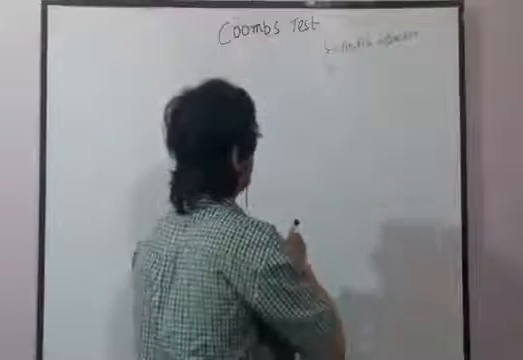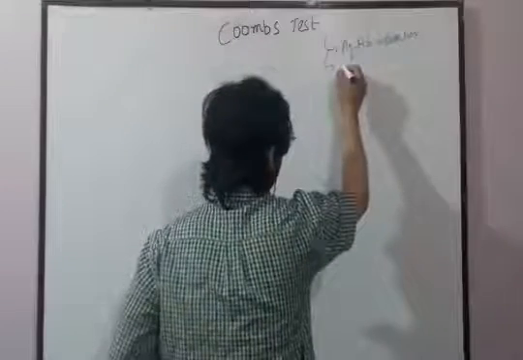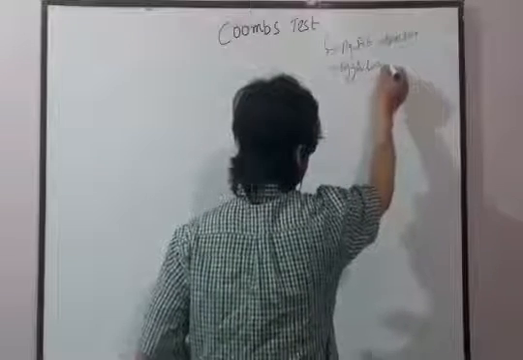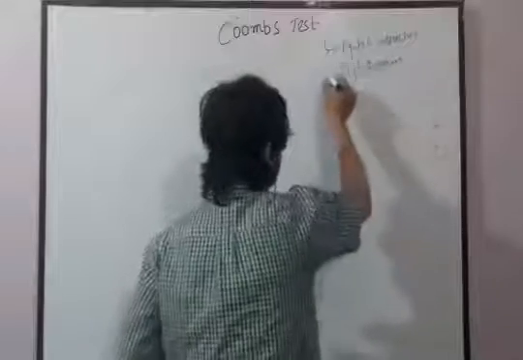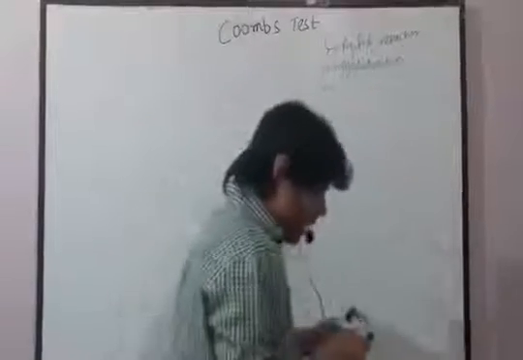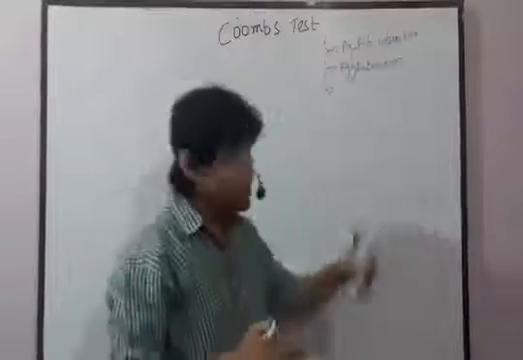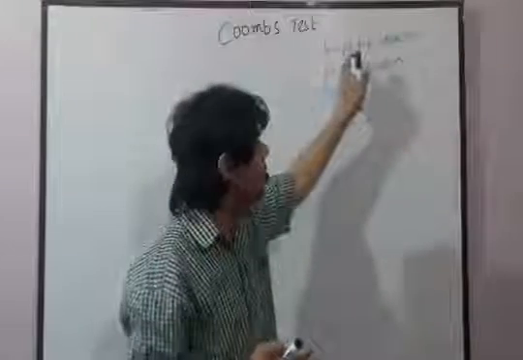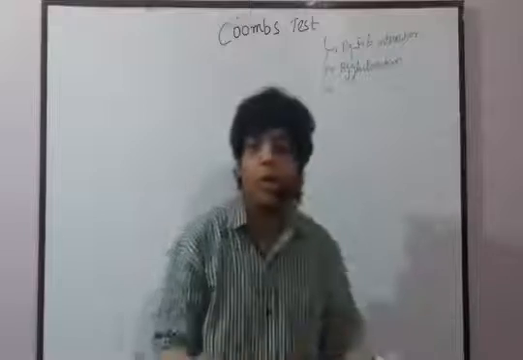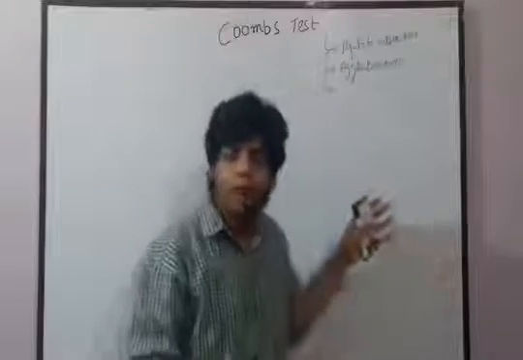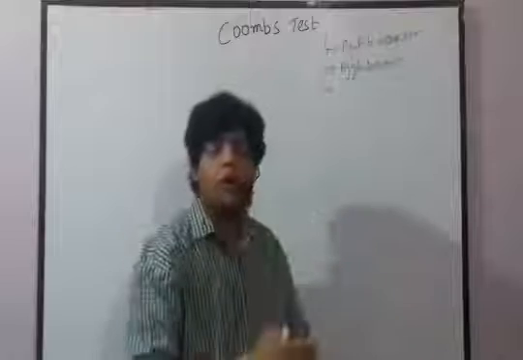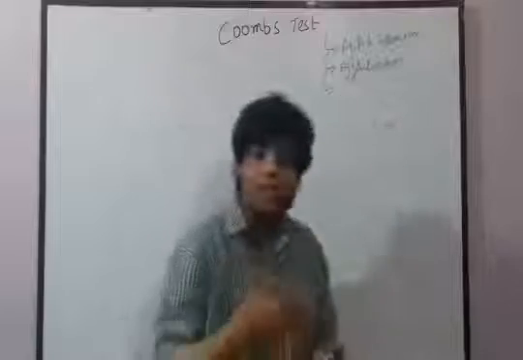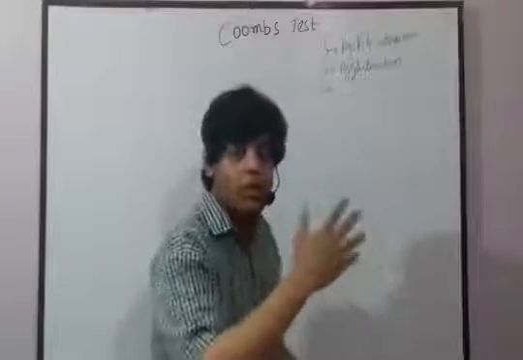So we can identify antigen antibody interaction, or we can identify agglutination. Due to Coombs test we can identify the agglutination. Now what does it mean? It means that we can see whether the antigen and antibody are attracting each other or not. So once we get the antigen antibody attraction, similarly we get the agglutination.